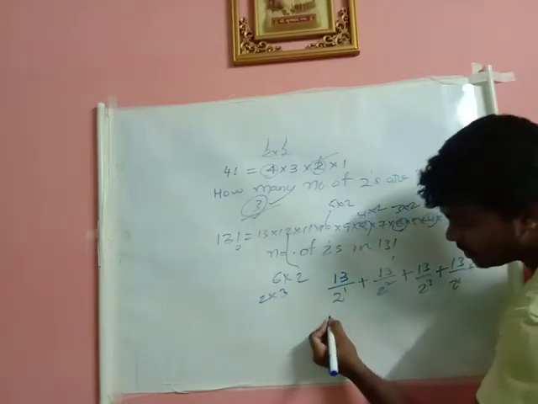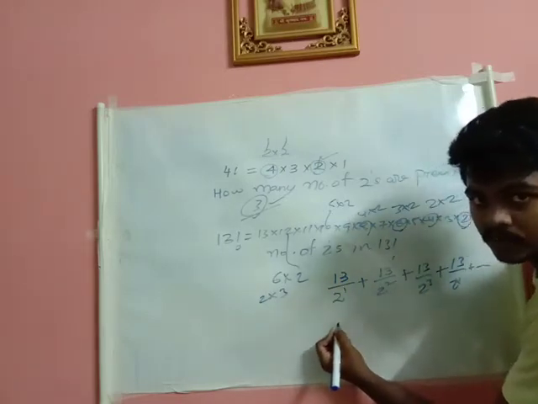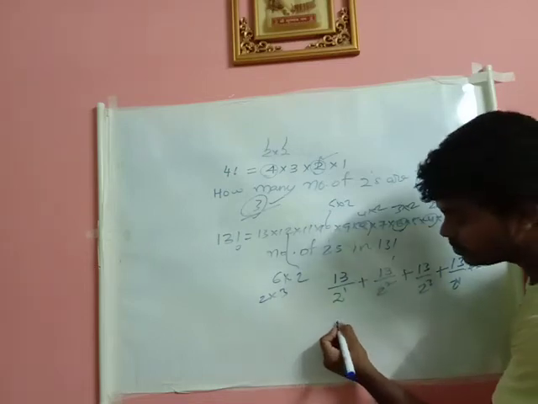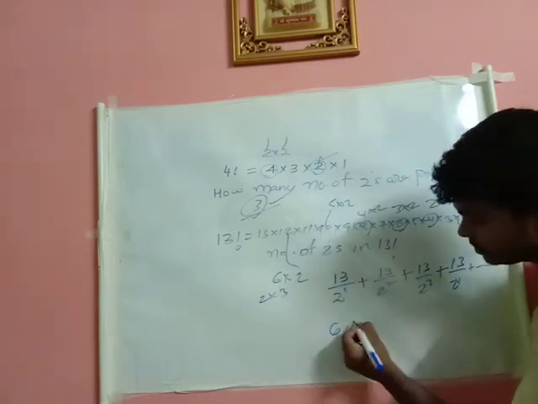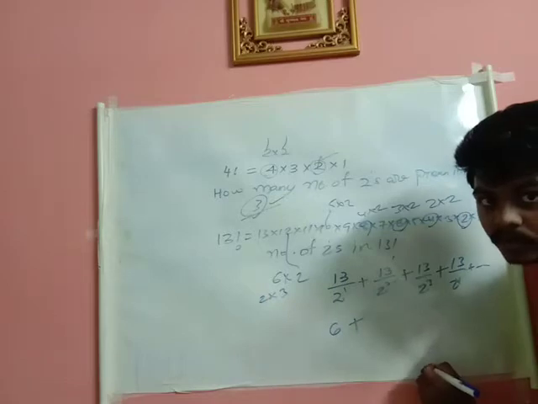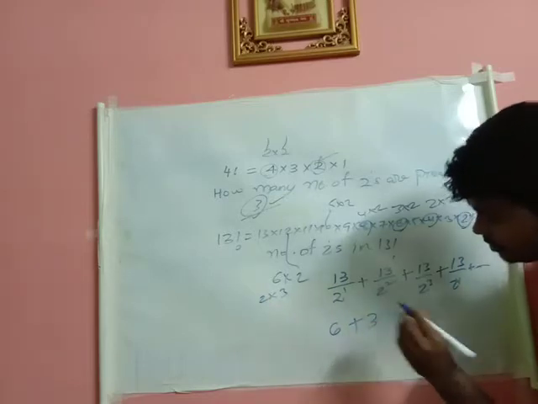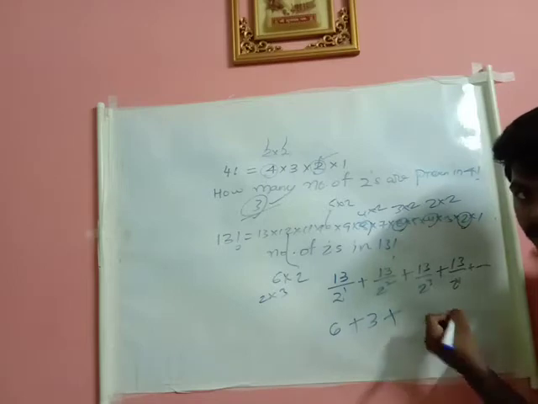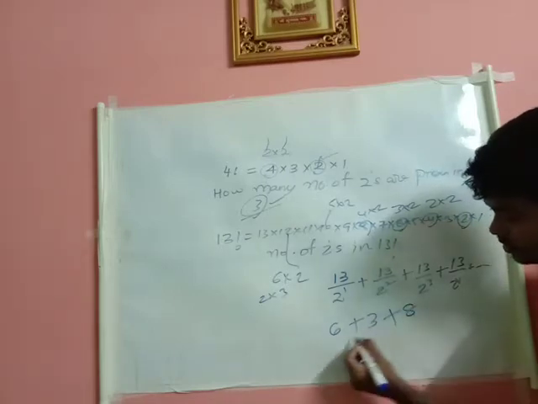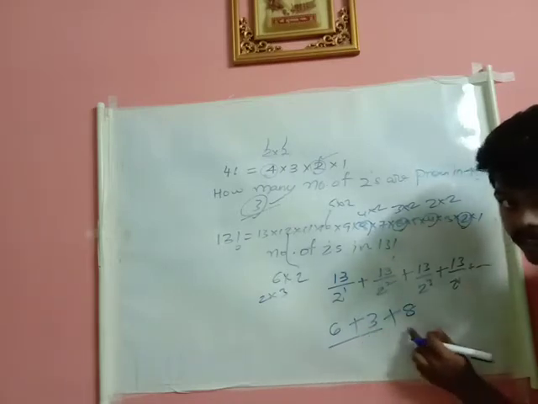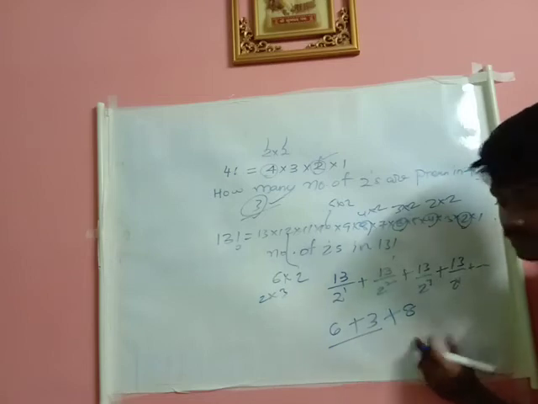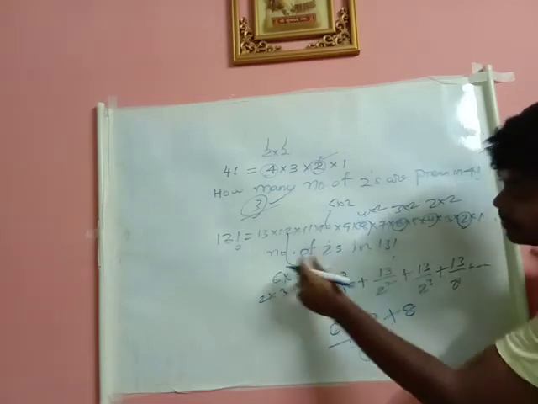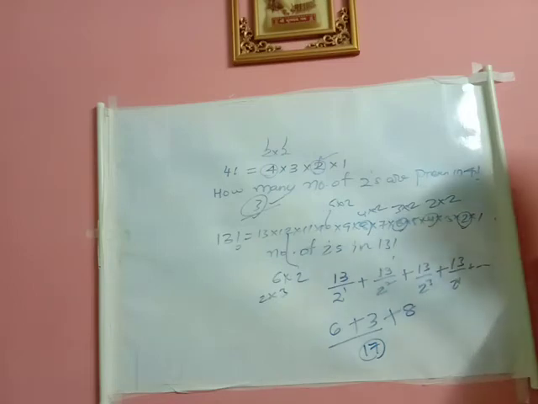So what is 13 by 2? 2 sixes are 12, so 6. Next, 13 by 4: 4 threes are 12, so 3. Now 13 by 8: 8 ones are 8, so 1. So 6 plus 3 is how much? 9. 9 plus 1? 10. So 10 number of 2's are present in 13 factorial.